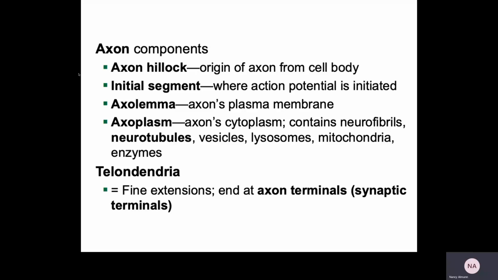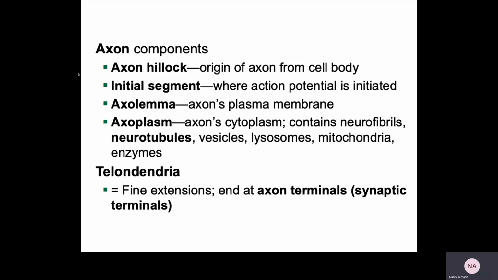The axon has certain components, which include what's known as the axon hillock. That is the origin of the axon from the cell body. And it's just this sort of widening, narrowing of the cell body and widening of the axon. The initial segment is where the action potential is going to be initiated and sent along the axon. The axolemma is going to be the axon's cell membrane, plasma membrane.